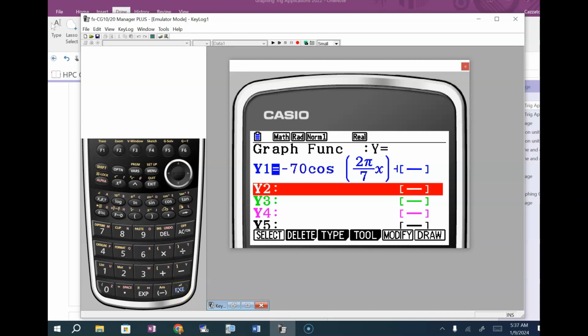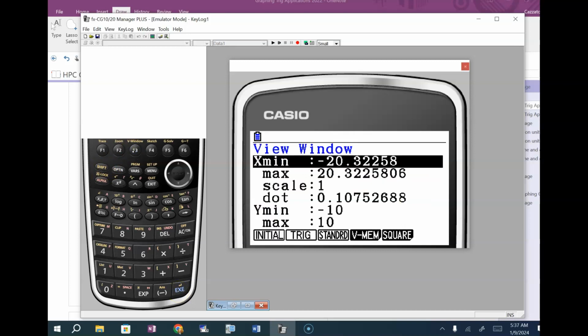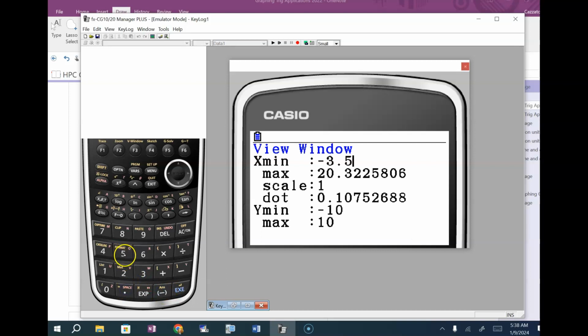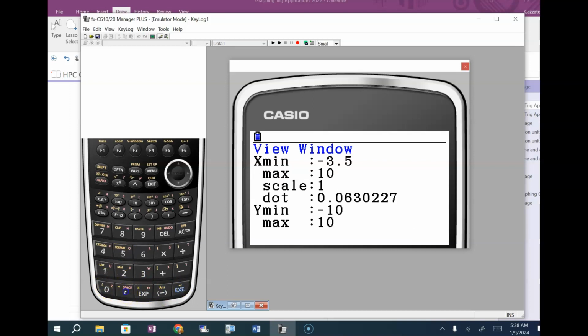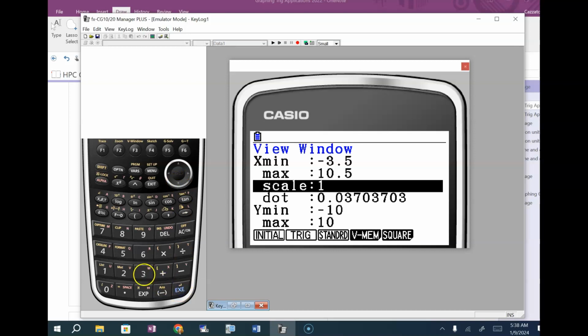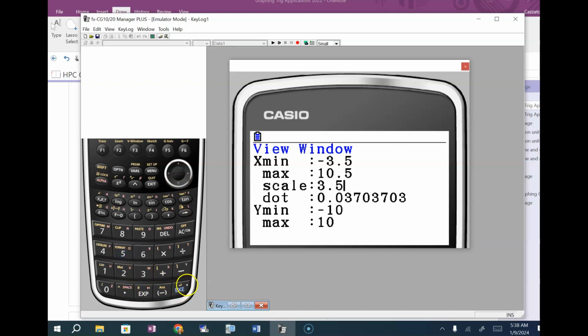Now I'm going to check my window or change my window, so I'm going to go Shift Window. And when I look at the paper, I always like to see a little bit to the left of the axis, so I'm going to say -3.5, which is half of a period. For the maximum, I'm going to go to 10.5. A full period of 7 minutes plus half. For scale, I'm going to use 3.5, which is half the period.